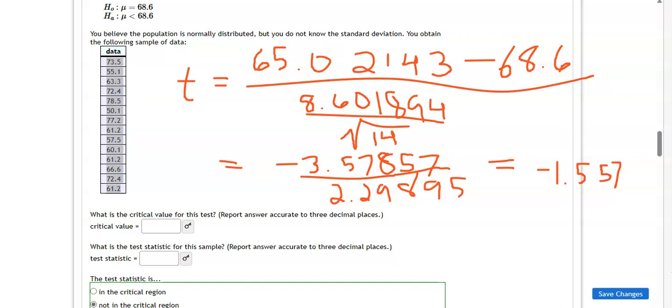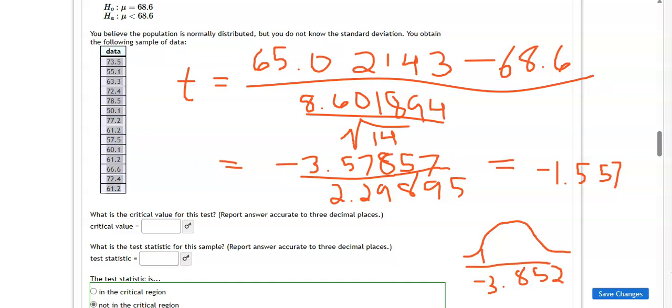Now, a while ago, it erased my critical value, but my critical value was negative 3.852. And so this is definitely not to the left, and it would need to be to the left, since remember that this was a left-tailed test. This was negative 3.852, and negative 1.557 is somewhere over here to the right of that, and our critical region is this left-hand region. So it would not be in the critical region.